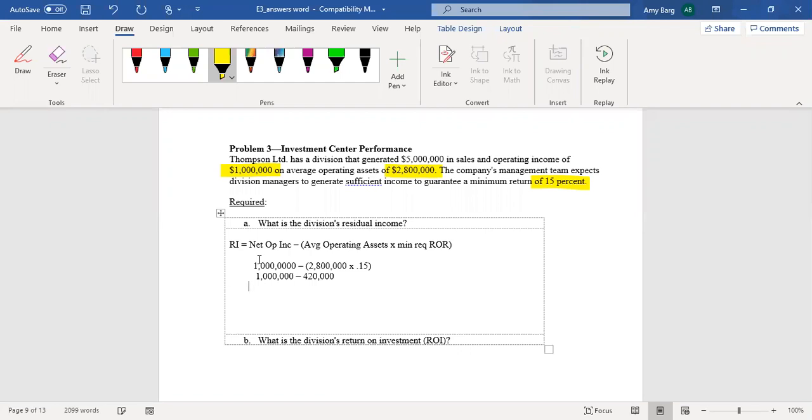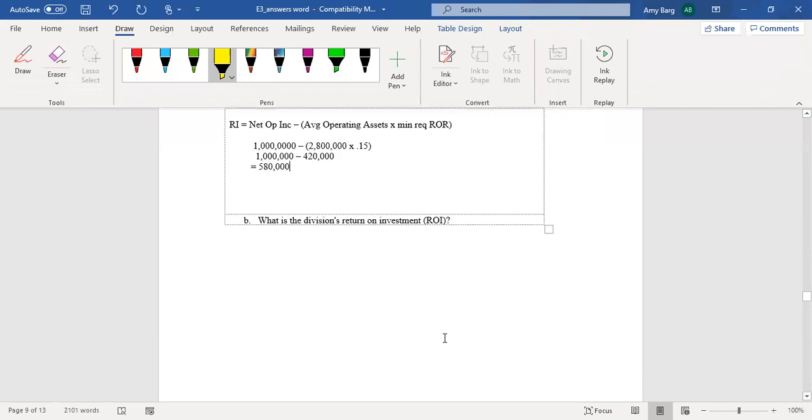So if we do all of this, that is equal to 580,000. So like I said before, it's the income left over after the company earns some minimum return on investment. So after they earn this minimum 420,000, that's the minimum required return on investment, then they have 580,000 left over. That's the residual income, as opposed to the division's return on investment.